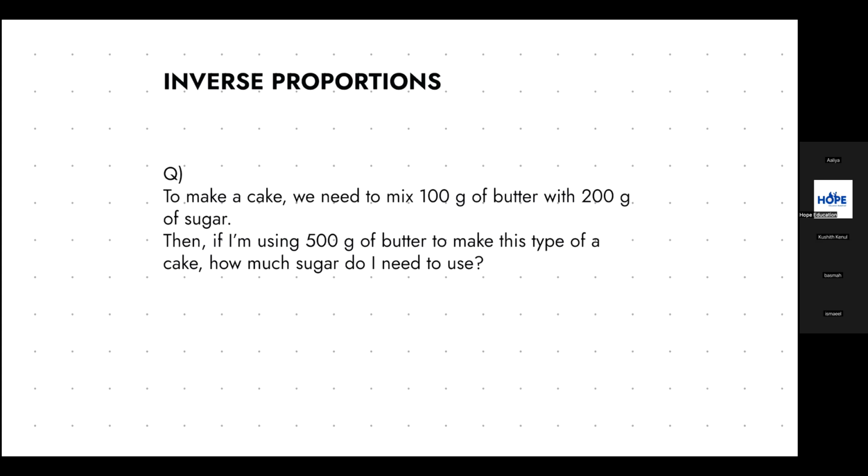What is it, Kushik? Basma says 1 kilogram of sugar. Okay. Kushik, what did you say? 1,000. 1,000. Okay. Then others, what do you think?